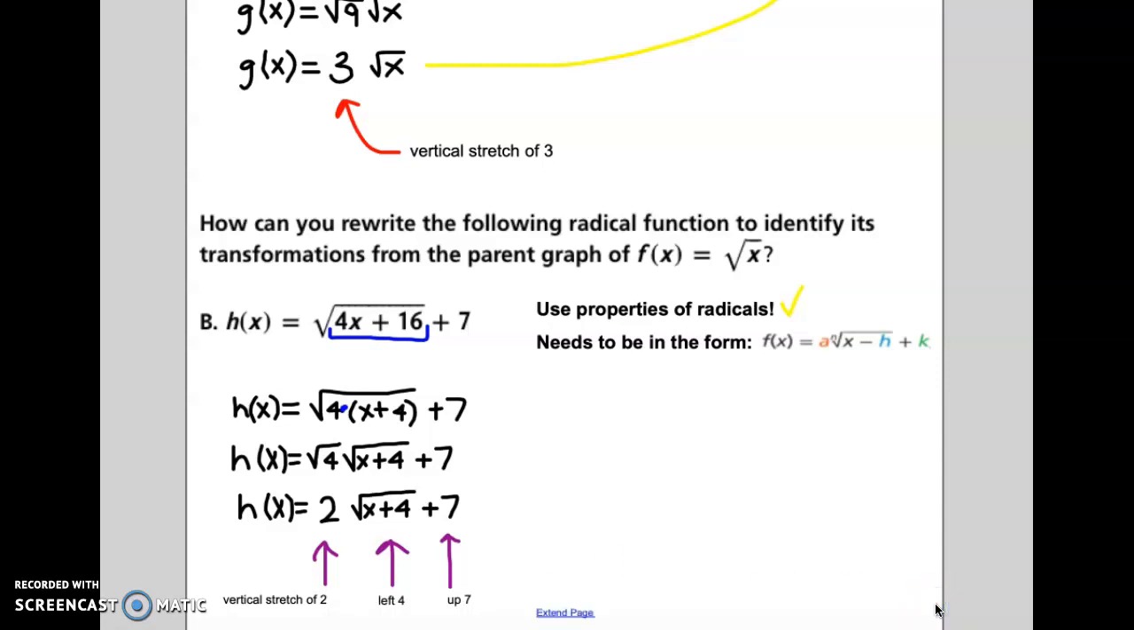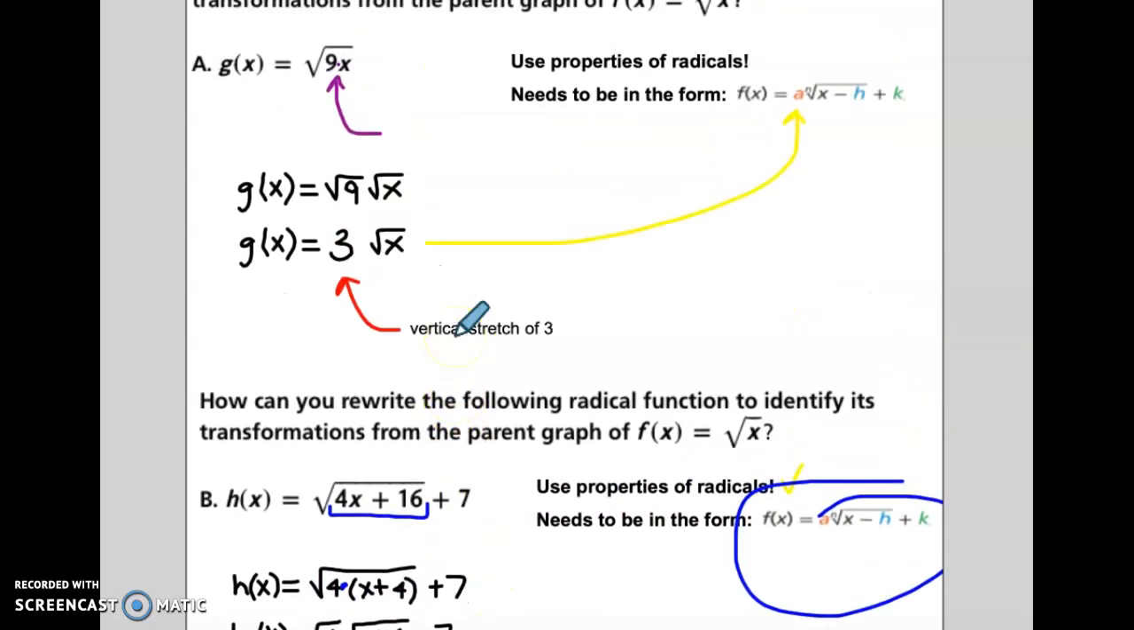Okay, and that's all, guys. You just have to practice rewriting and finding the common term if you need to, so you can get it into this form and know how the graph moves. I know both of these examples are square root, but it could also be cube root. It could be anything, okay?